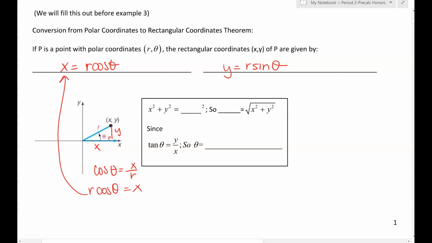Now, how about sine? Same thing. Sine of this angle is going to be opposite, which is y over radius. And again, we can solve for y by multiplying both sides by r. So r sine of theta equals y, and that's how we get those two formulas. Now with a circle, it's always x squared plus y squared equals radius squared. So if we take the square roots from both sides, radius equals square root of x squared plus y squared.